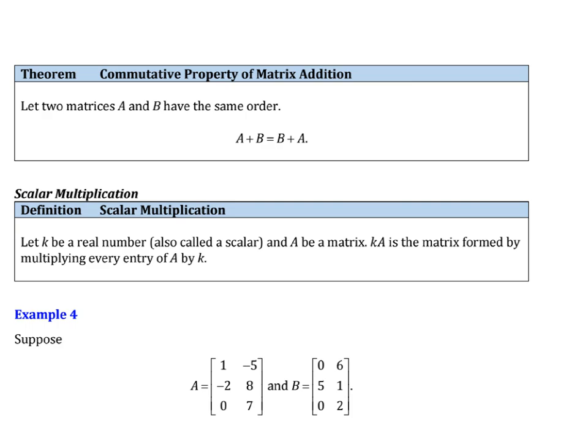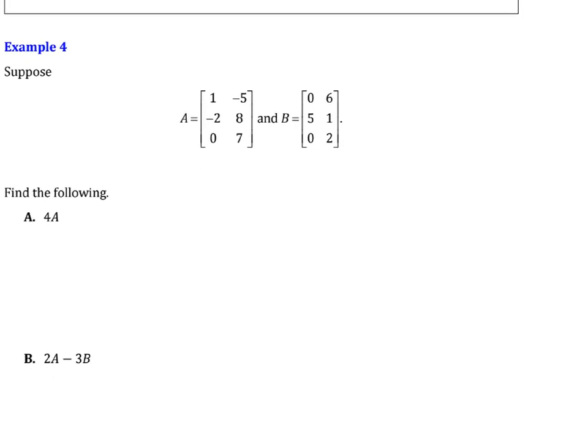So let's take a look at an example. We are supposed to find 4A. So 4A will be 4 times our matrix 1, negative 5, negative 2, 8, 0, 7, and we multiply each entry by 4. So 4 times 1, 4 times negative 5, 4 times negative 2, 4 times 8, 4 times 0, 4 times 7.